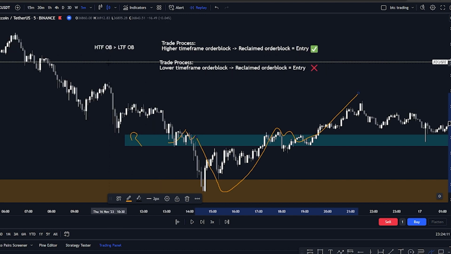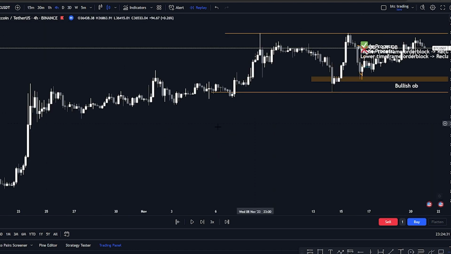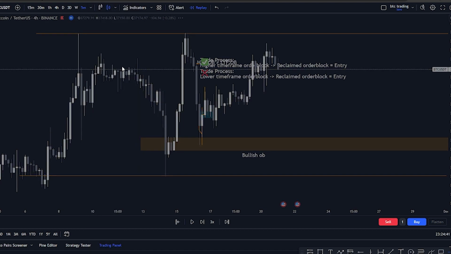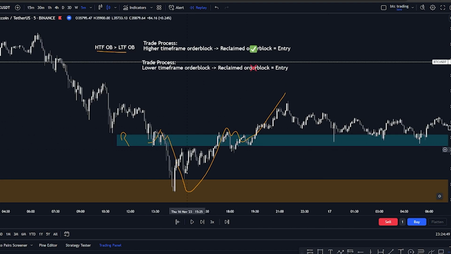First of all, you must understand that higher time frame order blocks are always preferred over lower time frame order blocks. Secondly, when you are taking a trade, you must take it from higher time frame supports and resistances. Suppose for example here you can go on the 4-hour and you can come here and see that price came into this bullish OB on the 4-hour. Then what I did was I zoomed in on the 5-minute and looked for reclaimed order blocks such as this blue area. I looked for these types of order blocks to reclaim and then we punt along.